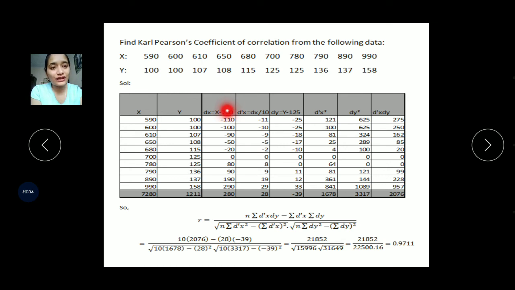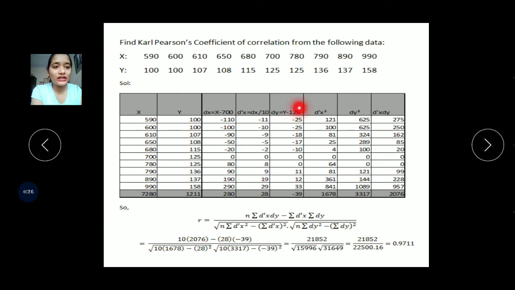I have taken the assumed mean to be 700, so I have taken the deviation from this point. So 590 minus 700 is minus 110, 600 minus 700 is minus 100, 610 minus 700 is minus 90, and so on, all the other terms. Now here you can see the common factor is 10, right? Everything is divisible by 10 in this column. So the common factor is 10, so we'll divide by the common factor and we'll find d dash x. So this is d dash x.